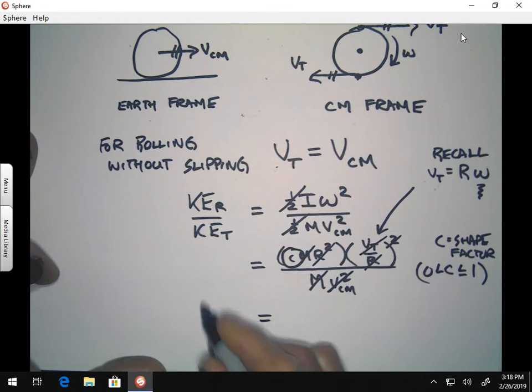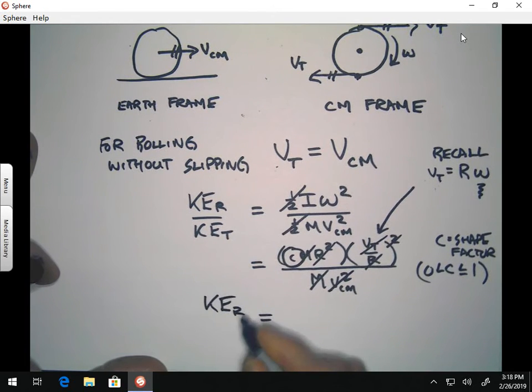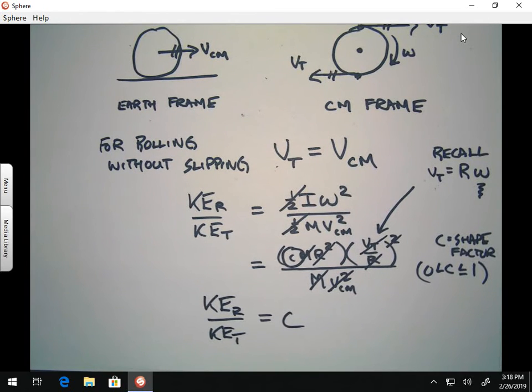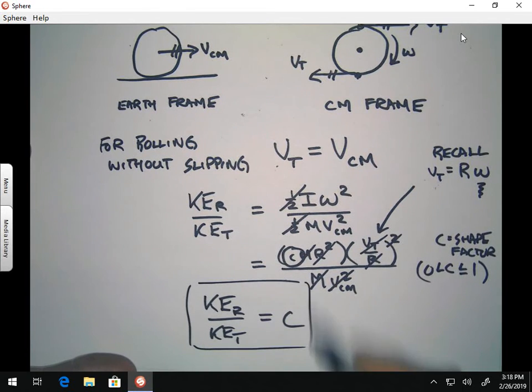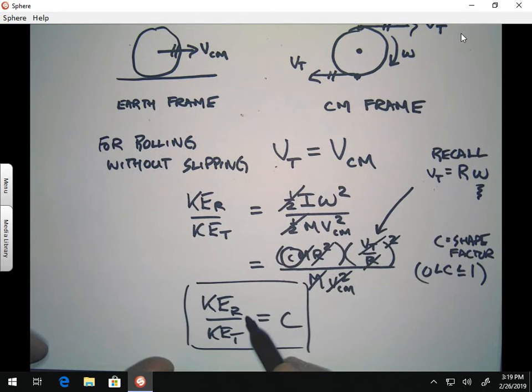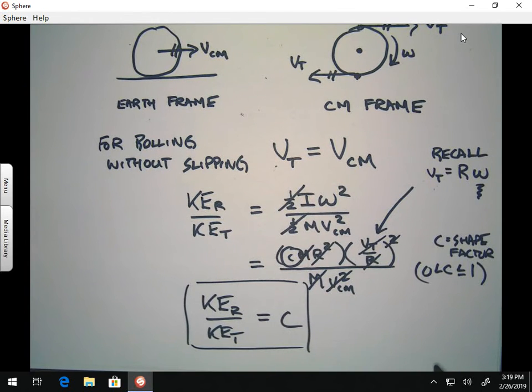So at the end of the day, we get a real simple result, which is that the rotational to translational kinetic energy ratio is just equal to the shape factor. That's a big deal, and it's simple to remember. You just have to remember that it's R divided by T, so it's kinetic energy for R divided by T. But that's just going to be the shape factor.